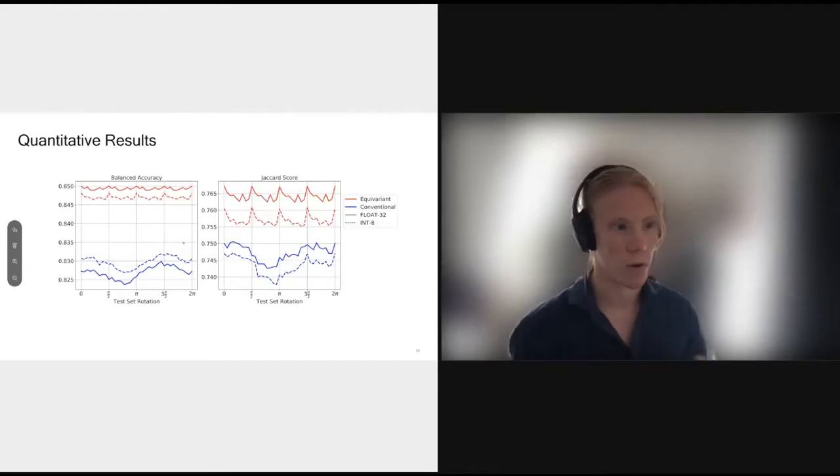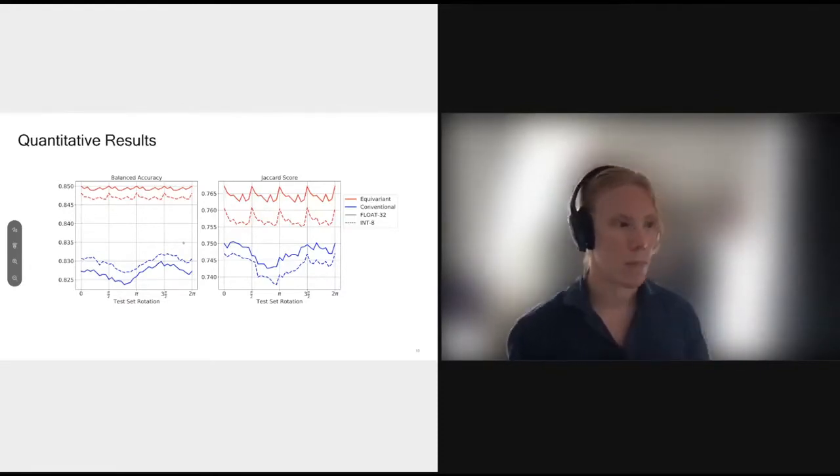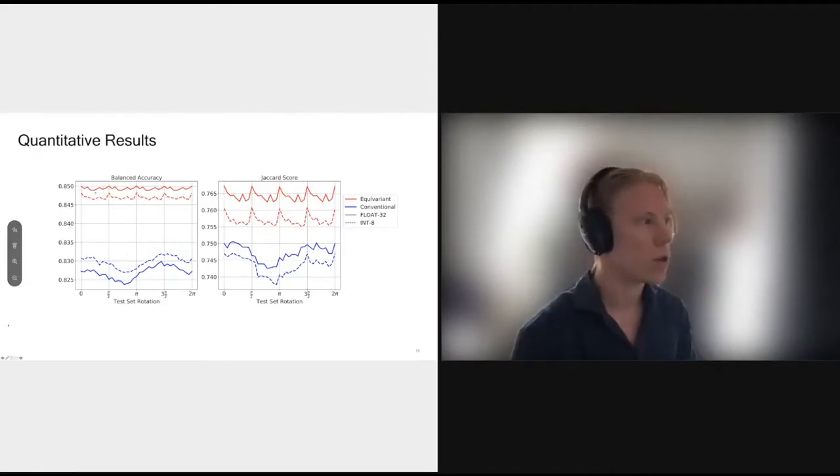Both plots show the performance at each rotation of the test set. So in this plot, it's evident also that the equivariant network is much more stable to rotation. We see, for example, on the left plot that the accuracy is consistent for each rotation of the test set. Conversely, the performance of the conventional network depends on the particular angle at which we rotate the test set.